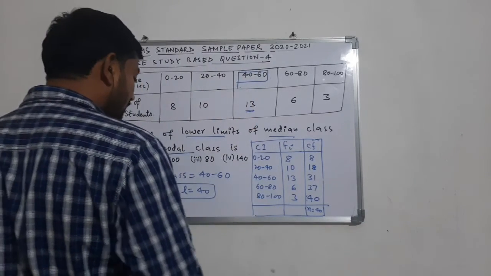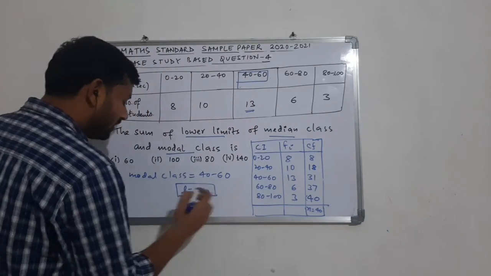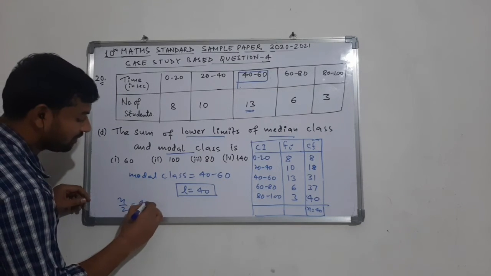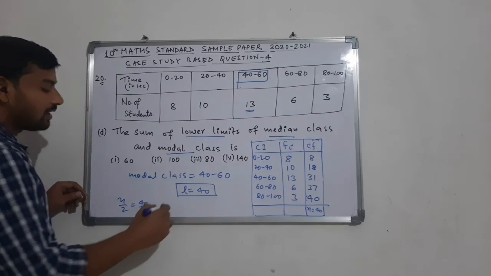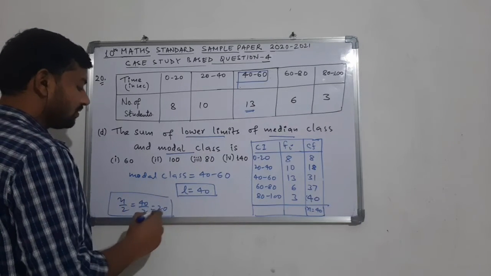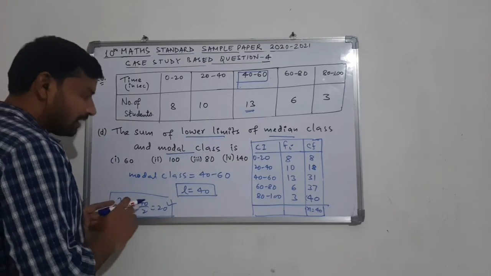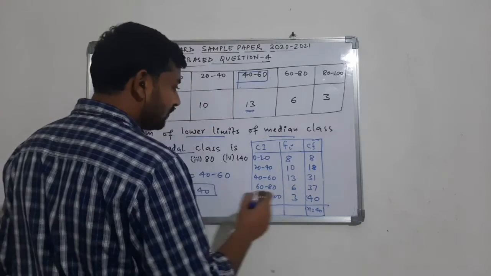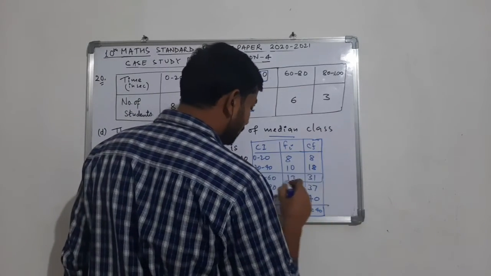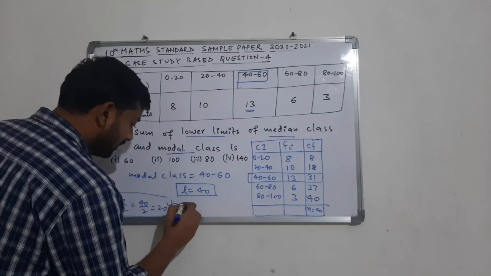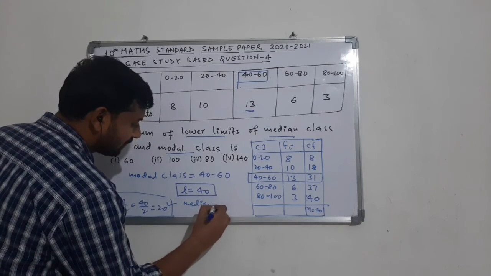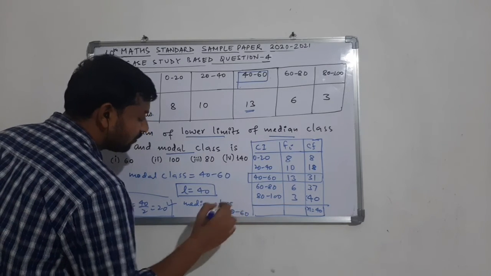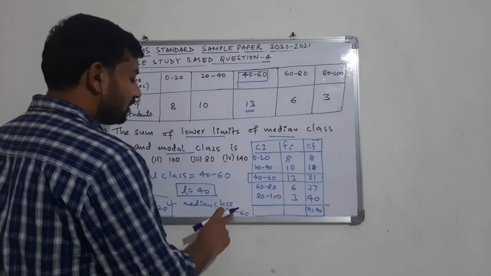Now to find out the median class, we need the value of n by 2. So n by 2 here is 40 by 2, 20. So the class which is having the cumulative frequency just greater than n by 2. Greater than अगर देखेंगे तो 3 classes हैं, but just greater than 20 is only one, that is 40 to 60. So the median class is here. The median class is again 40 to 60. So the lower limit is again 40 here.